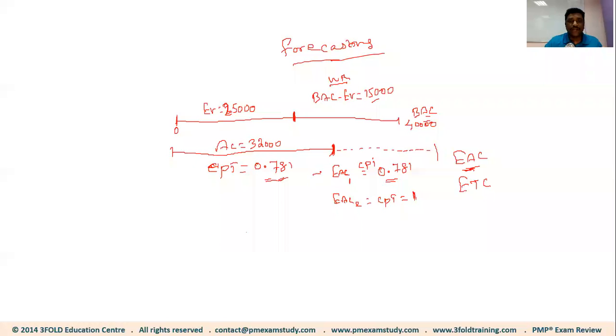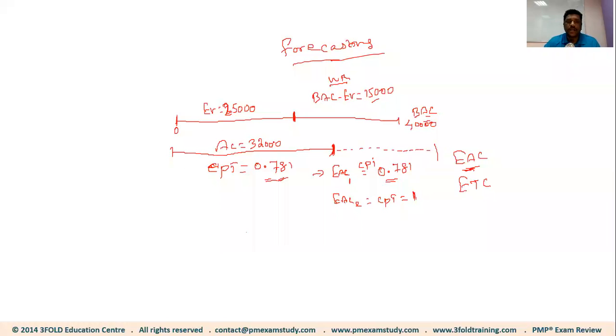Whereas the assumption we are taking now, that the CPI will continue throughout the project, applies when you are not able to figure out what is causing the poor performance, or there are too many variables causing it. So the past performance will continue in the future as well, because there is not much you can do about it. That's why we have different scenario-based EACs. The second scenario we're discussing now is that the past performance will not continue in future, or in other words, the remaining work will be performed as per the plan.